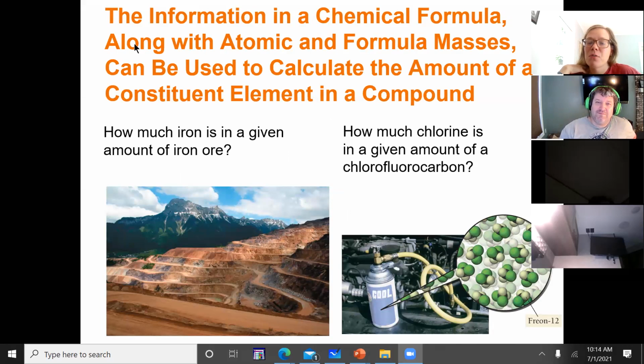The information in a chemical formula, along with what are called the atomic and formula masses, can be used to calculate the amount of the individual element. So why would we want to calculate the amount of an individual element within a compound? Let's say we wanted to know how much iron is in this iron ore. So, we're excavating iron ore, which is iron and oxygen and probably some other stuff, but we don't care about the other stuff. We just want the iron. We'd want to calculate the iron. If we wanted to calculate how much chlorine is in this chlorofluorocarbon, these hunkier molecules, we could actually go ahead and calculate using some pretty basic chem math how much chlorine is in that.